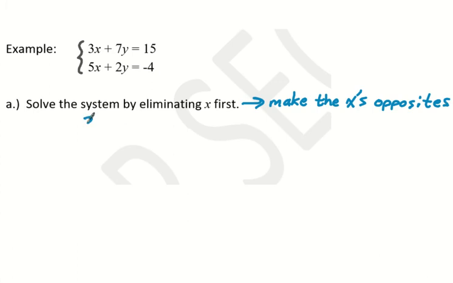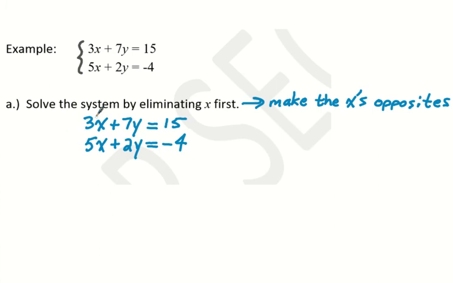Why don't I just go ahead and rewrite the system, okay? 3x plus 7y equals 15. 5x plus 2y equals negative 4. Okay, we want to make 3x and 5x into opposites. What's the opposite of 5x? If only this was a negative 5x, can you multiply by something cleanly in order to make 3x into a negative 5x? Not without using fractions, which I don't want to recommend you do.